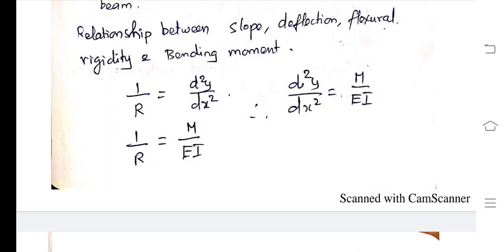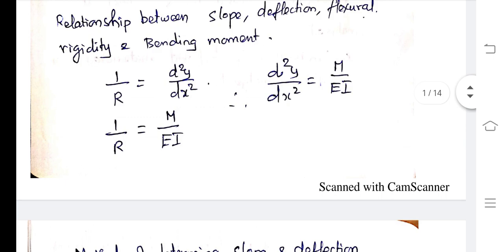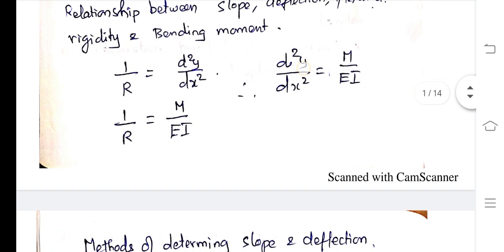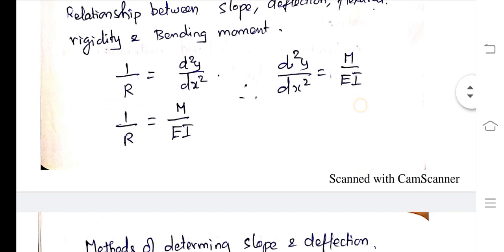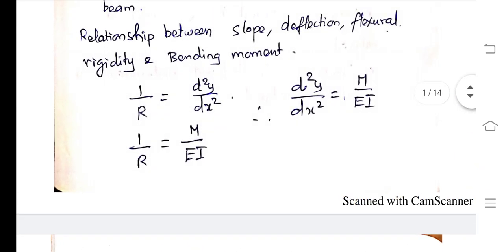But also we know this radius of curvature from the previous unit, you know that M by I equal to E by R. Rearranging this, 1 by R will be equal to M by EI. Therefore d square y by dx square is equal to M by EI, and this equation is called the slope and deflection equation. This is a differential equation, and we have to solve for this y value and find the y value from this equation. This is called the differential equation to find out the slope and deflection.